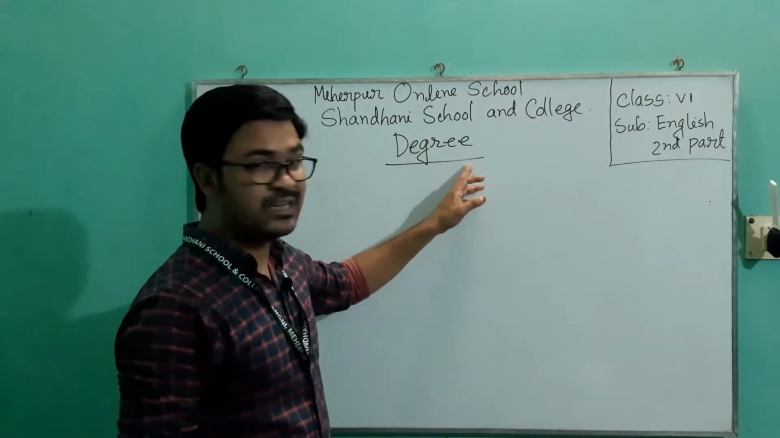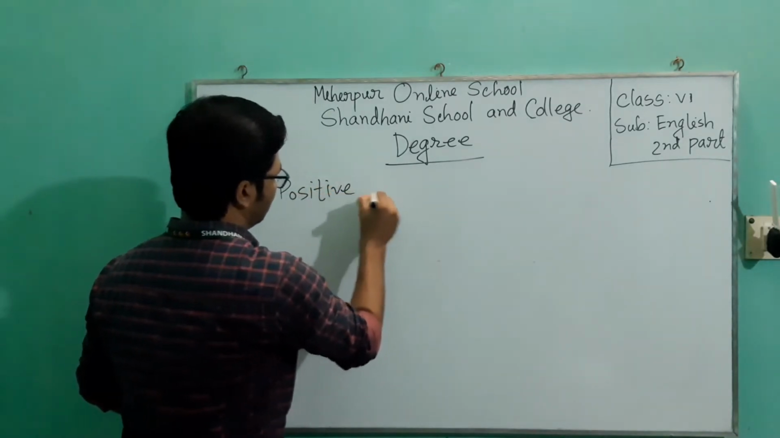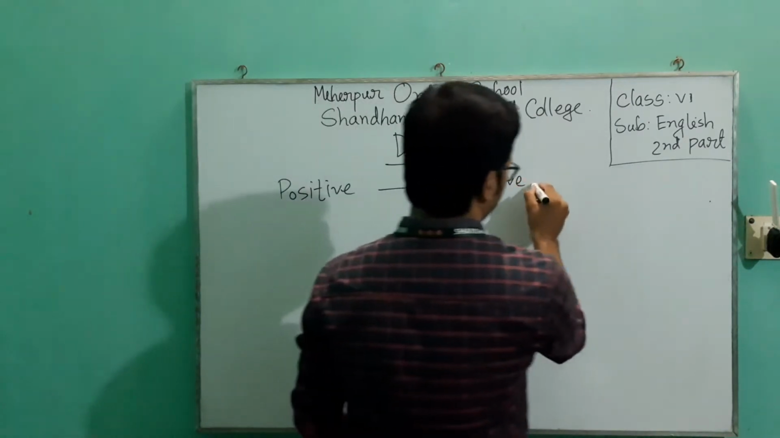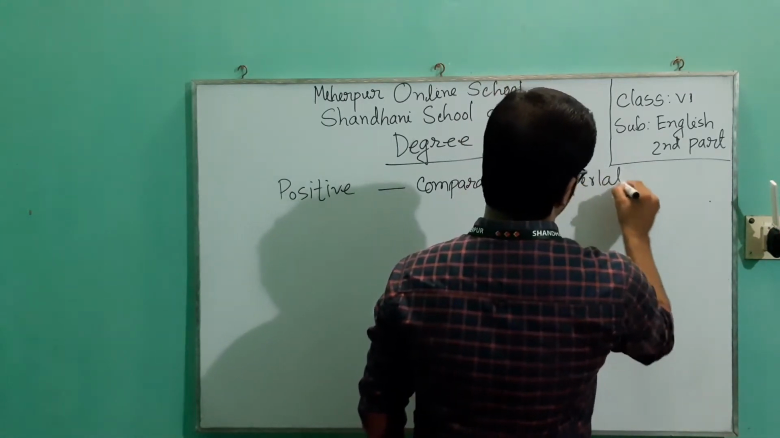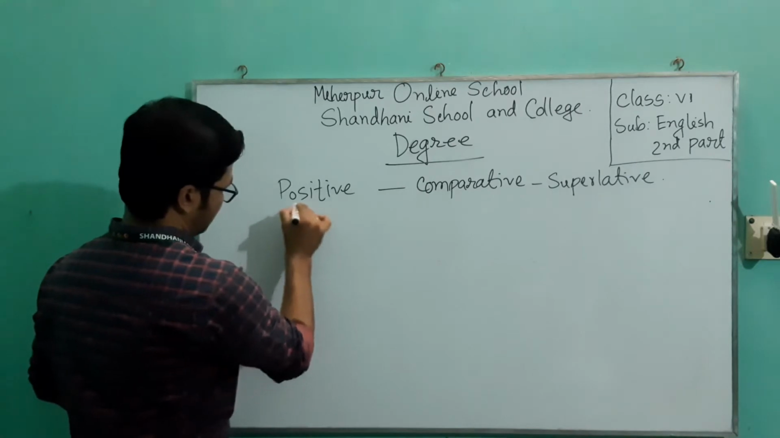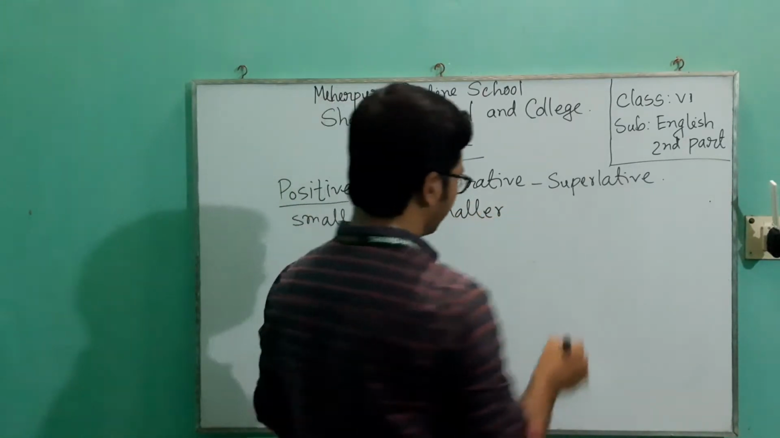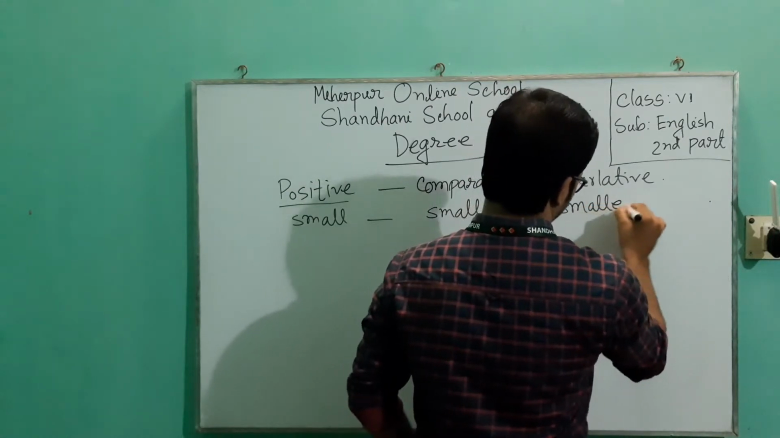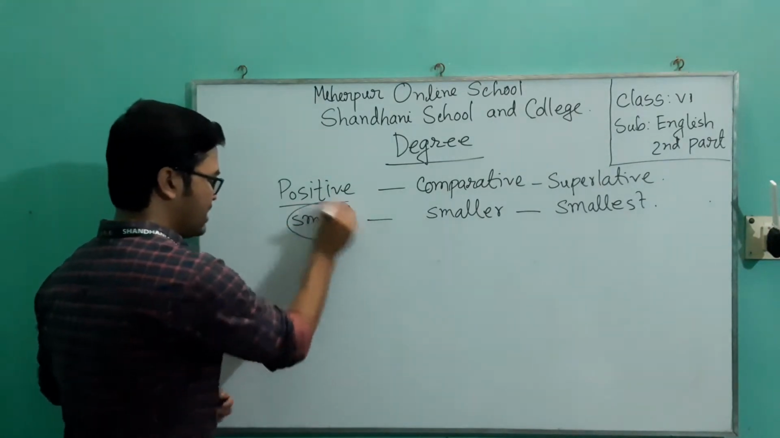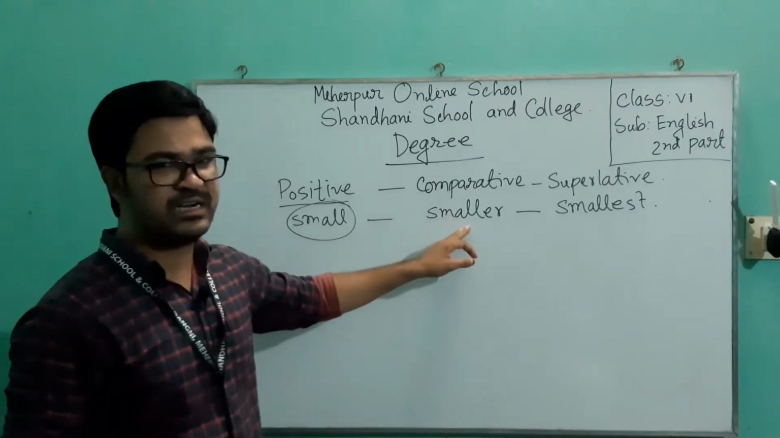I have told you there are three kinds of degree. So notice here, first one is positive, second one is comparative, and last one is superlative. There are three kinds of degree. Okay, small, smaller, and the last one is smallest. Notice here, small is an adjective, so we have to change it into comparative and superlative.